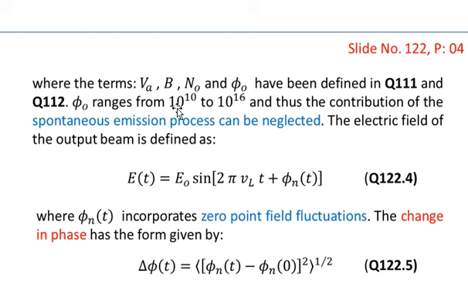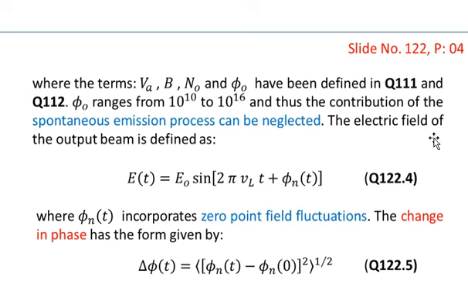Phi naught typically ranges from 10 to the power 10 to 10 to the power 16, and thus the contribution of the spontaneous emission process can be neglected when the laser is in operation, because the contribution to the photons in the cavity due to the stimulated emission process will be much higher in comparison with the spontaneous emission process.